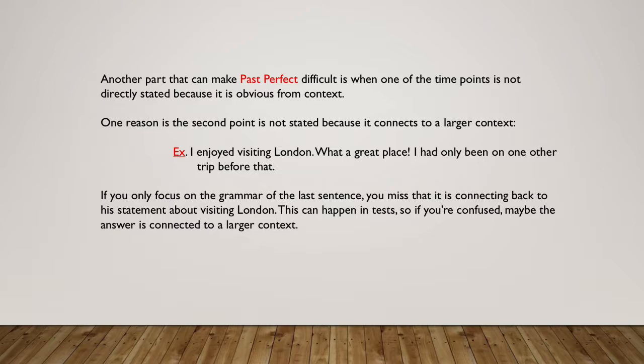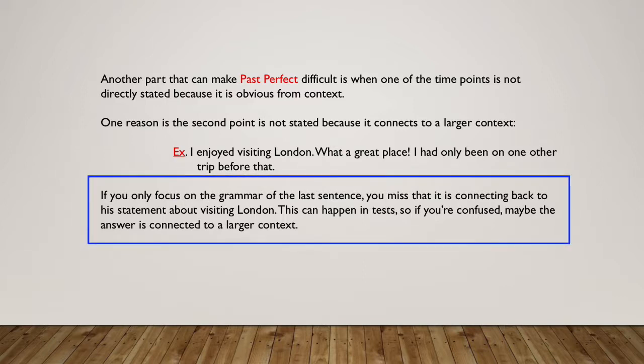Sometimes the context will tell you the other point in time, and it is obvious if you know the context. For example, I enjoyed visiting London. What a great place. I had only been on one other trip before that. If you only focus on the grammar of the last sentence, you miss that it is connecting back to his statement about visiting London. This can happen in tests. So, if you're confused, maybe the answer is connected to a larger context.